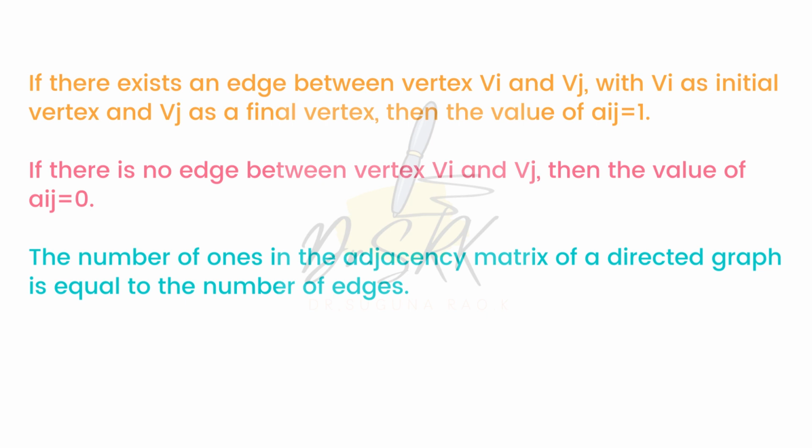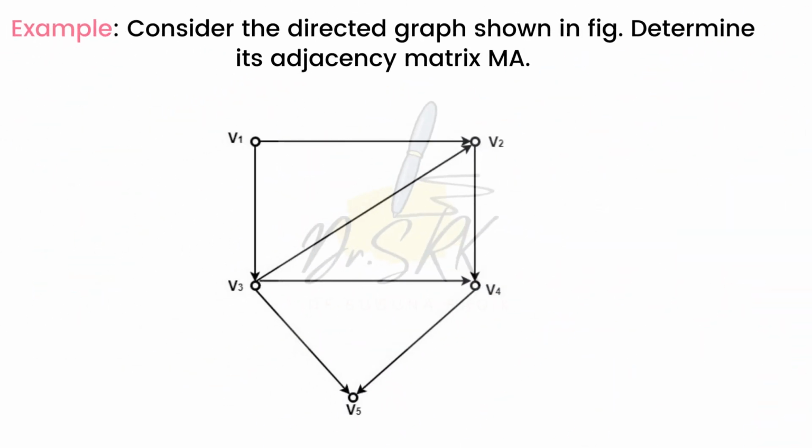To understand this adjacency matrix representation for the directed graph, look at the example here. Consider the directed graph shown in figure below. Determine its adjacency matrix MA. Adjacency matrix name is MA. Clearly, this given graph is a directed graph. Why? Because each edge of this graph has an arrow mark. That's why this is a directed graph, or sometimes it is also known as digraph.